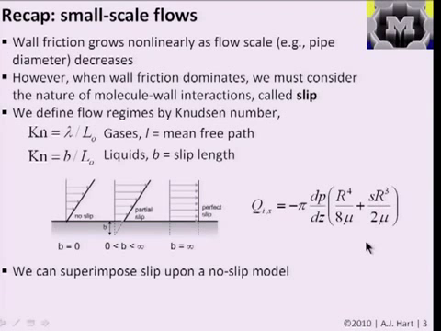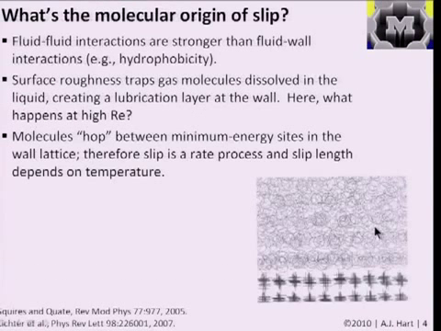So things like atmospheric pressure gas flows at a scale of, say, a channel that's maybe tens to hundreds of microns, the slip length related to the mean free path would be very small, and then this term could be neglected. But when we get down to the micron and to the nanoscale, it becomes important.